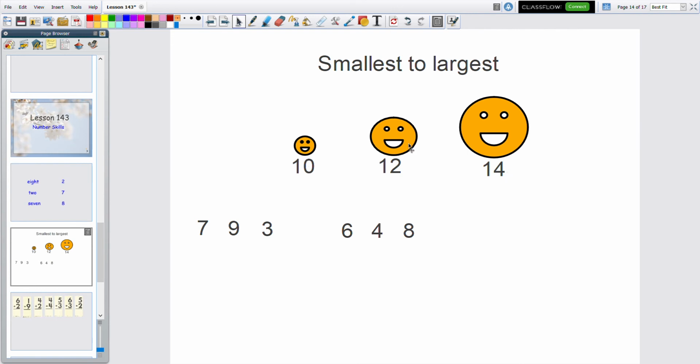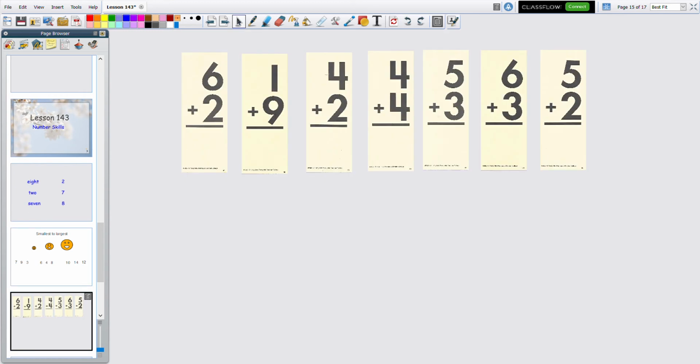Now, from smallest to largest, let's put those back where they were. And let's go down to the next one, and we have 6 plus 2. Now remember, if you have 6, you don't have to count 1, 2, 3, 4, 5, 6, because you know you're at 6. We have 2 here. 6, 7, 8. Because there's 2 dots there. 6, 7, 8. So this would be 8.